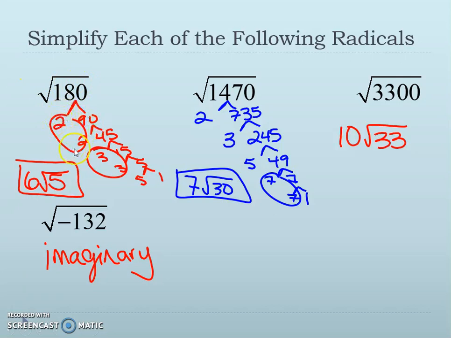But you need to circle the pairs, and then each pair you multiply to each other. So you get 6 as an answer, that's your whole number. And the leftover is 5. So the 5, the leftover, goes inside the radical.